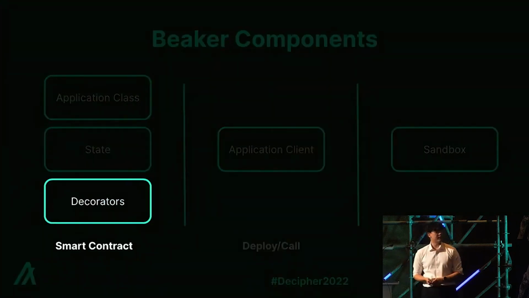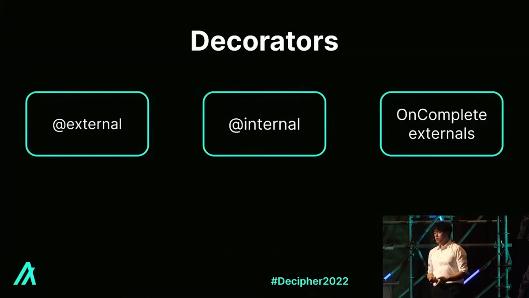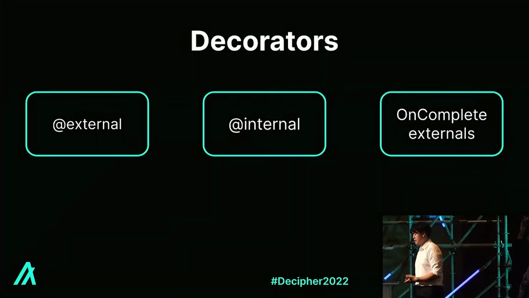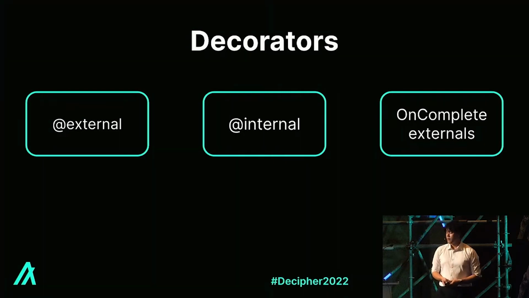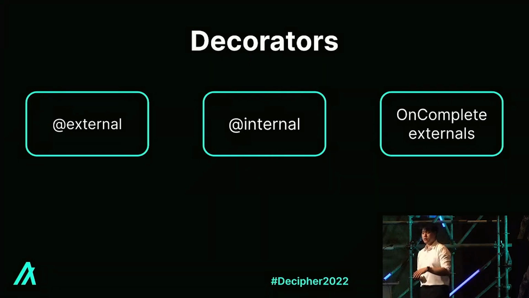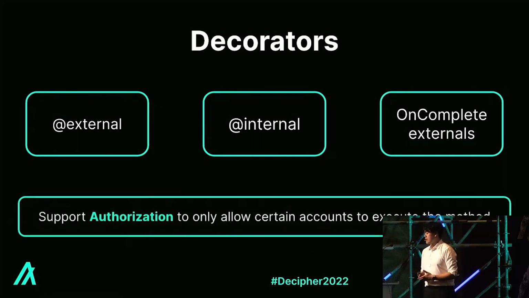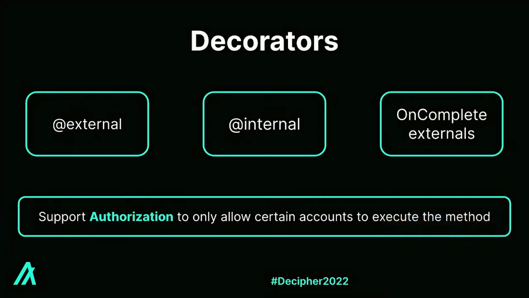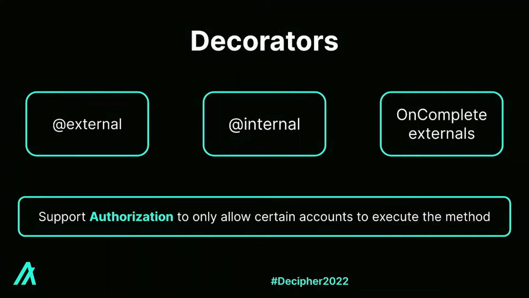All right, moving on to decorators. Beaker provides 3 decorators for you to use: the external decorator, internal, and on-complete externals. Now we're going to take a deep dive into what each of these decorators are doing for you, but all of these decorators support authorization. So what that means is when you decorate methods with these decorators, you can say, hey, only this certain account can access this method. So let's take a look at what that looks like.